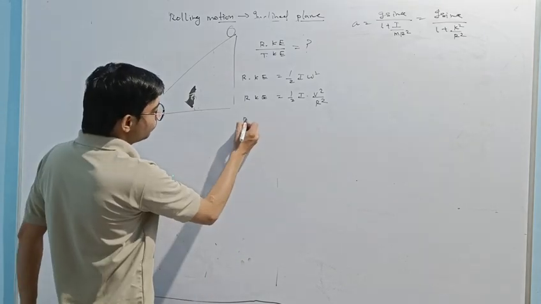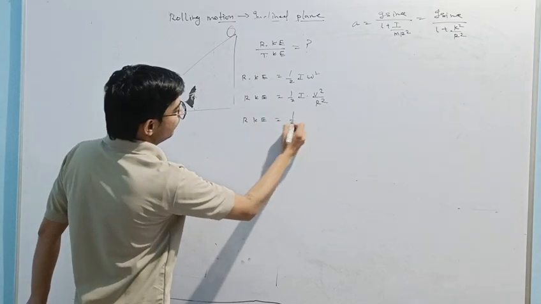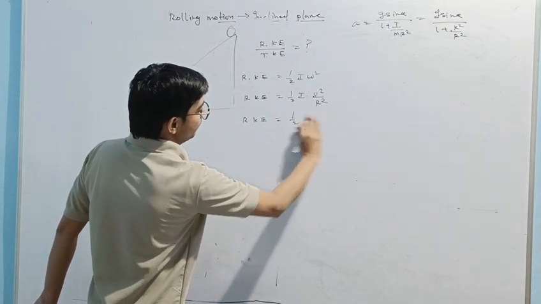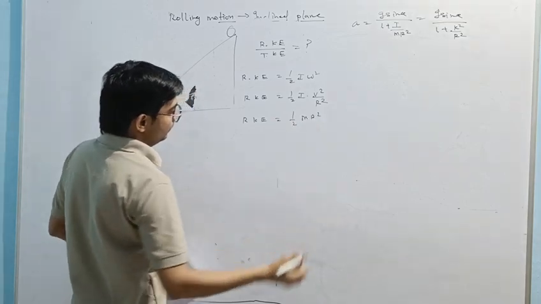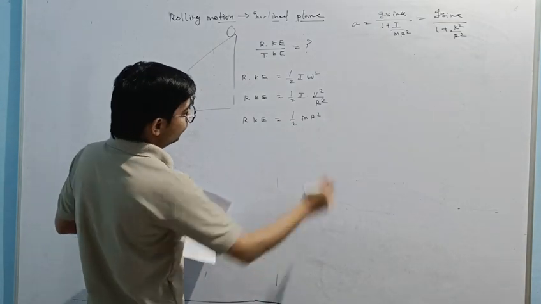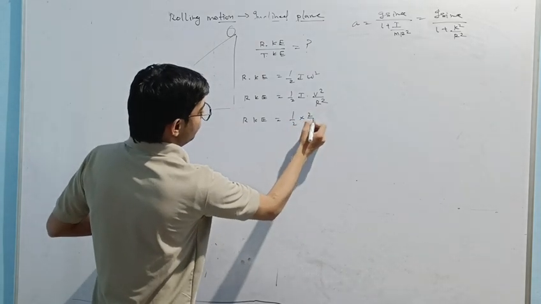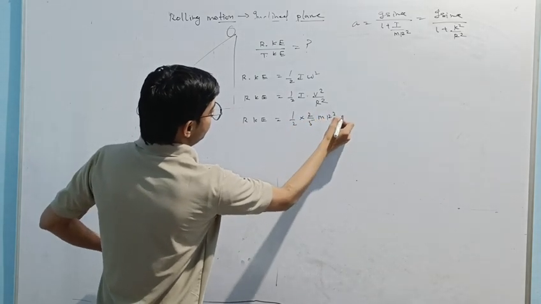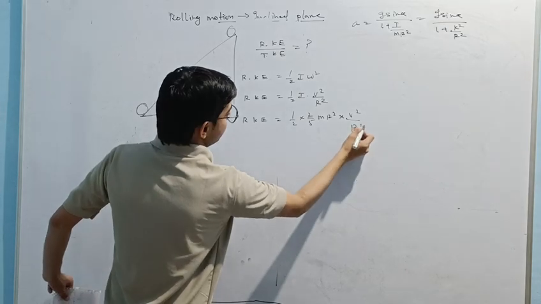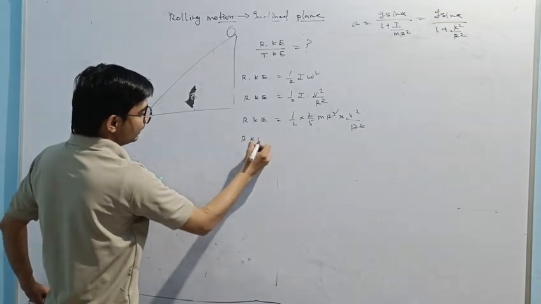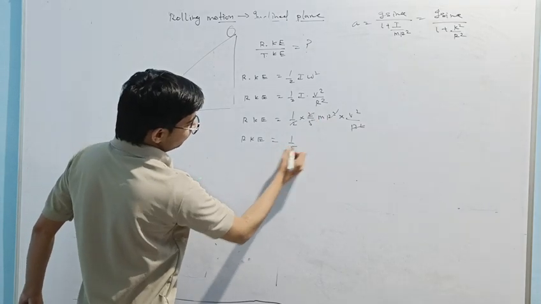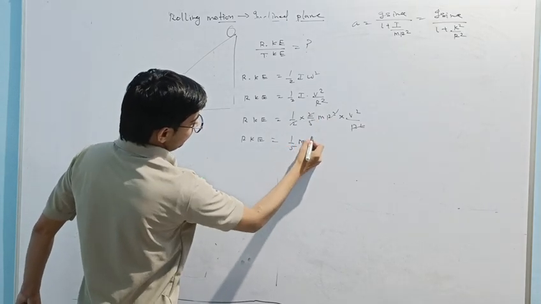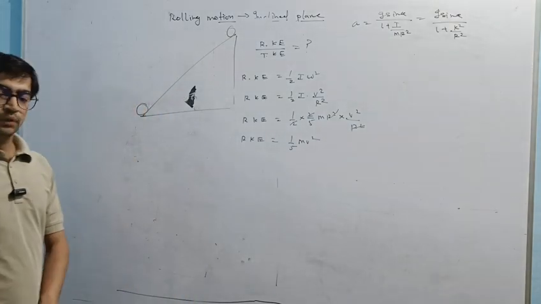No need to put anything here, 1 by 2 I as it is. Sorry, I is 2 by 5 m r square. So 2 by 5 mr square into v square upon r square. r square cancels out. Rotational kinetic energy equals, 2 cancels out, 1 by 5 m v square as it is. This is the rotational kinetic energy.